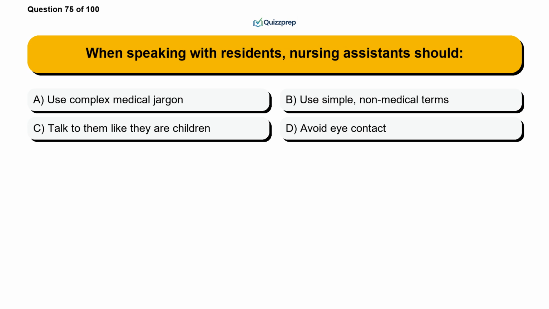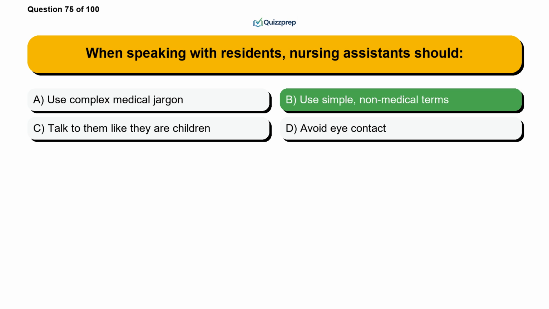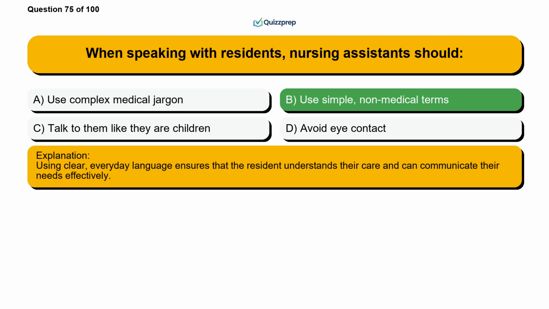Question 75. When speaking with residents, nursing assistants should: Option A, use complex medical jargon. Option B, use simple, non-medical terms. Option C, talk to them like they are children. Option D, avoid eye contact. The correct answer is option B, use simple, non-medical terms. Using clear, everyday language ensures that the resident understands their care and can communicate their needs effectively.